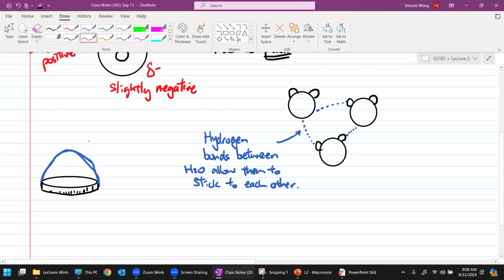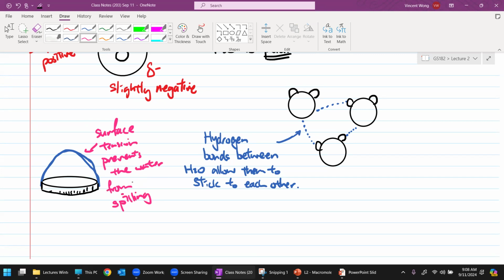Surface tension, as a result of the hydrogen bond, prevents the water from spilling. And of course, eventually it will spill. It can only do so much. That's why some bugs can walk on water. It's because of the surface tension. It forms a film.